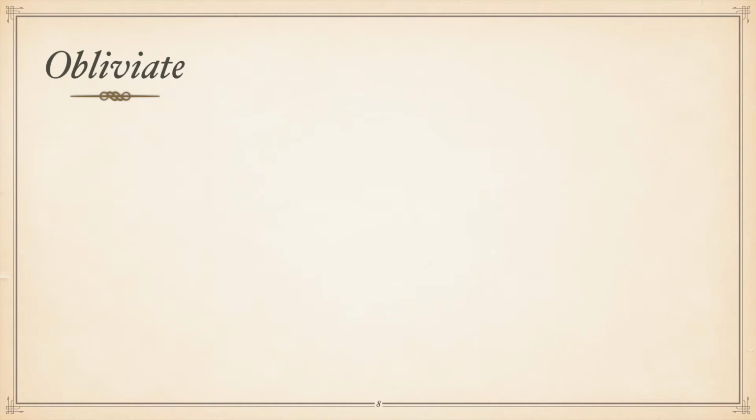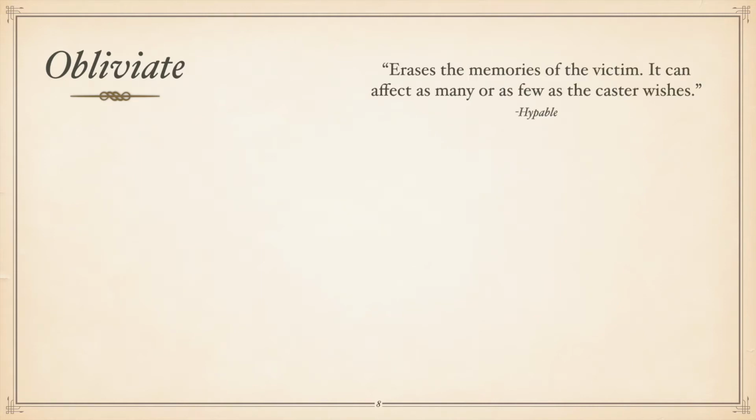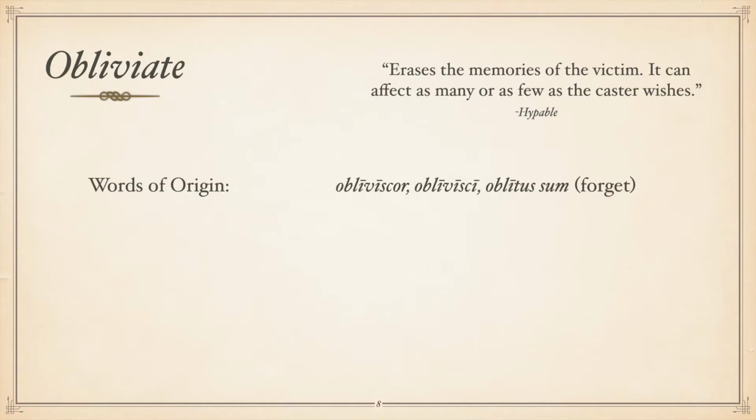Next, we'll do Obliviate. It is the spell that erases the memories of a victim. And this is, I think, the first verb that we've actually covered in the class, if I'm remembering correctly. And this is obliviscor, oblivisci.